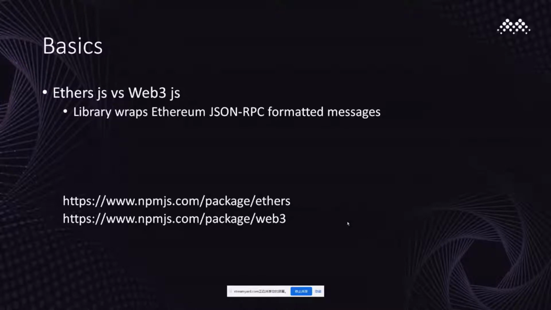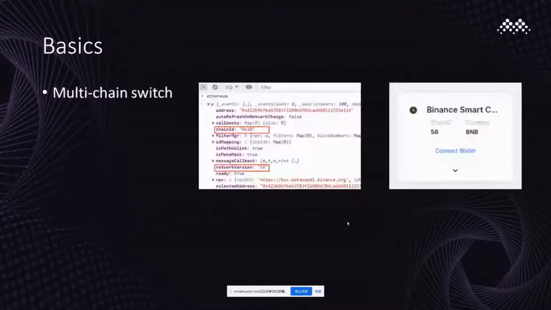The next basic point is that we all know we are in a multi-chain world. Other than Ethereum, you have other EVM compatible public chains, including BNB Chain, right? So how do you connect your dApp to the BNB Chain instead of Ethereum?